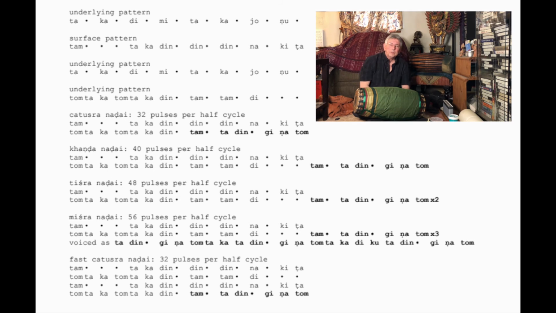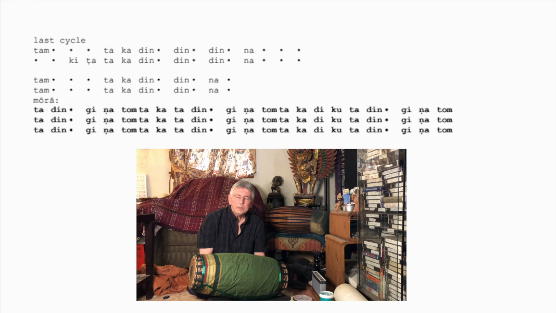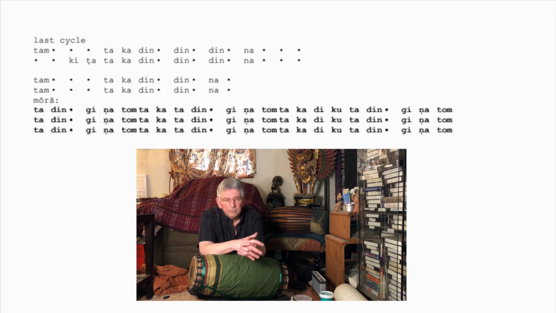Okay, so this is all good, but now I needed a mora for the whole thing. And it struck me that at the end of the chatursara, at the end of the fast, the next line, which would be fast chatursara, I could take that ta dinganata taka tadinganata taka dika tadinganatam and make a mora out of that. And so I had to devise a setup that would fit that. So here's the fast tempo.